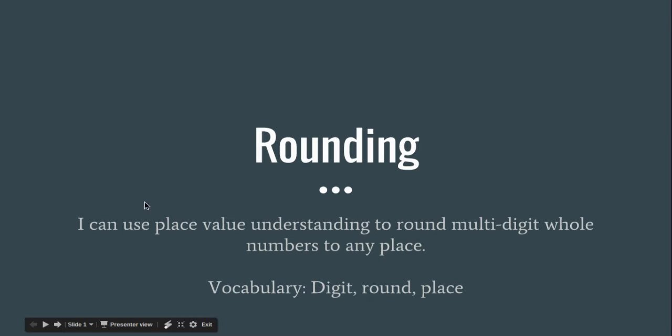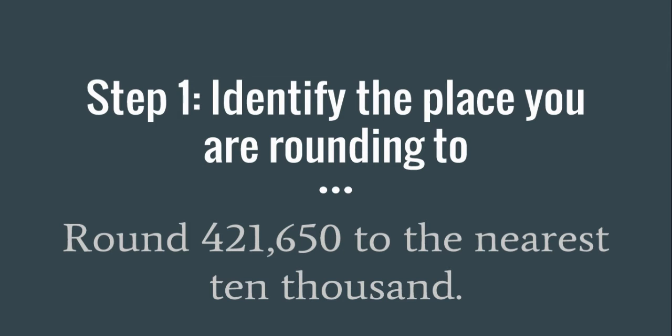Our I can statement today is I can use place value understanding to round multi-digit whole numbers to any place. Some vocabulary you might need to know is digit, round, and place. Step 1 is we're going to identify the place you are rounding to.